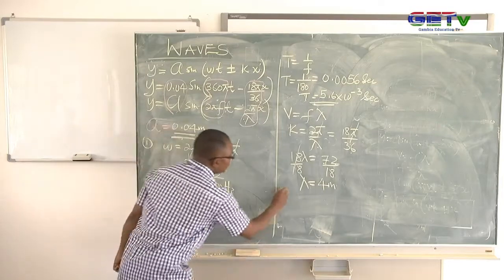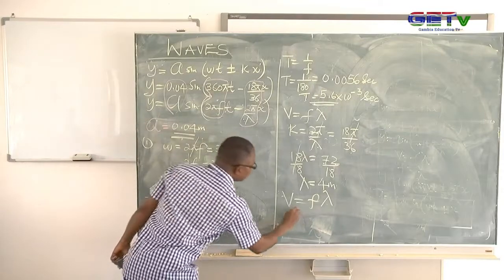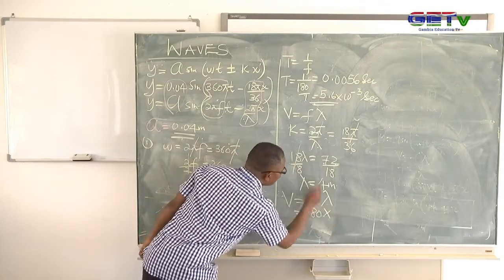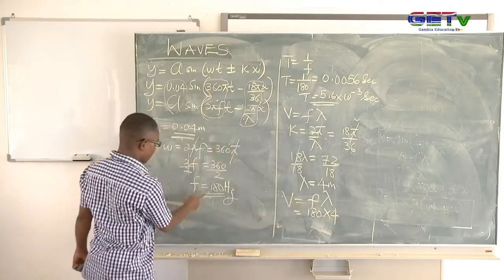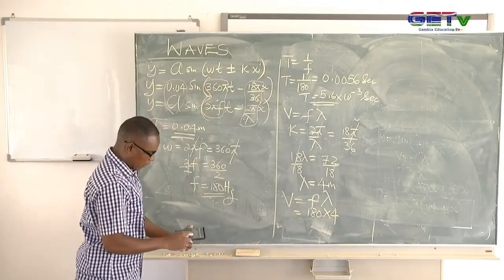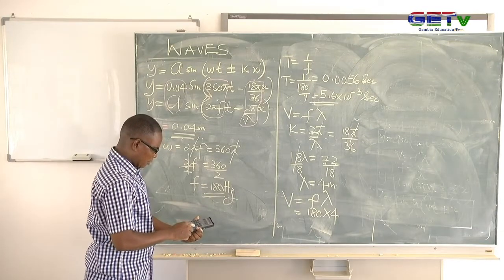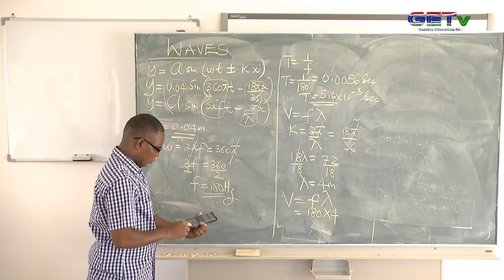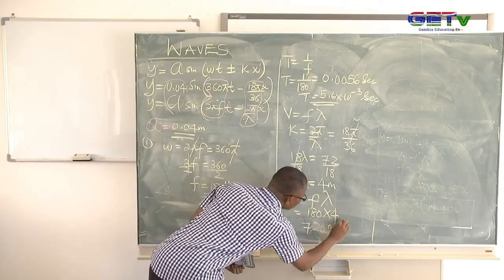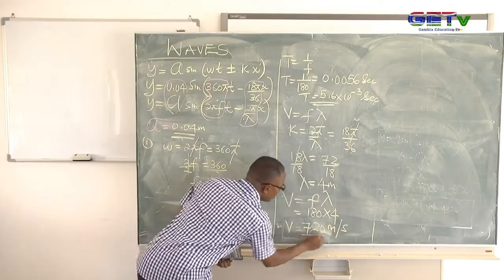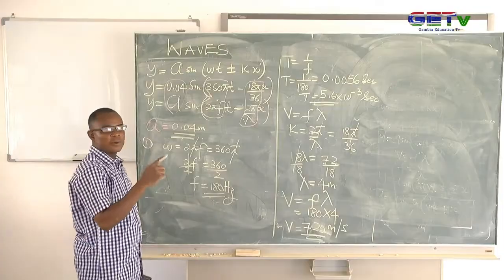So now we have lambda as 4, and we can find the speed. The speed is frequency times lambda, remember that. The frequency here was 180, and lambda is 4. So I multiply 180 by 4, and we have 720 meters per second. So we have the speed v. What I've done so far is give you the frequency, the period, and the speed.